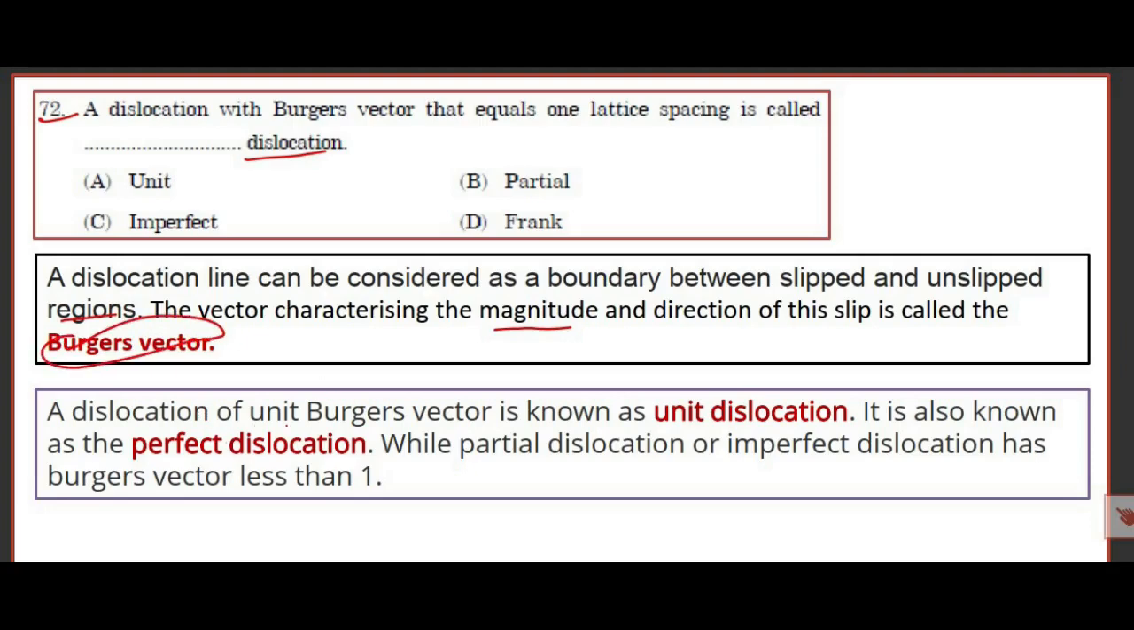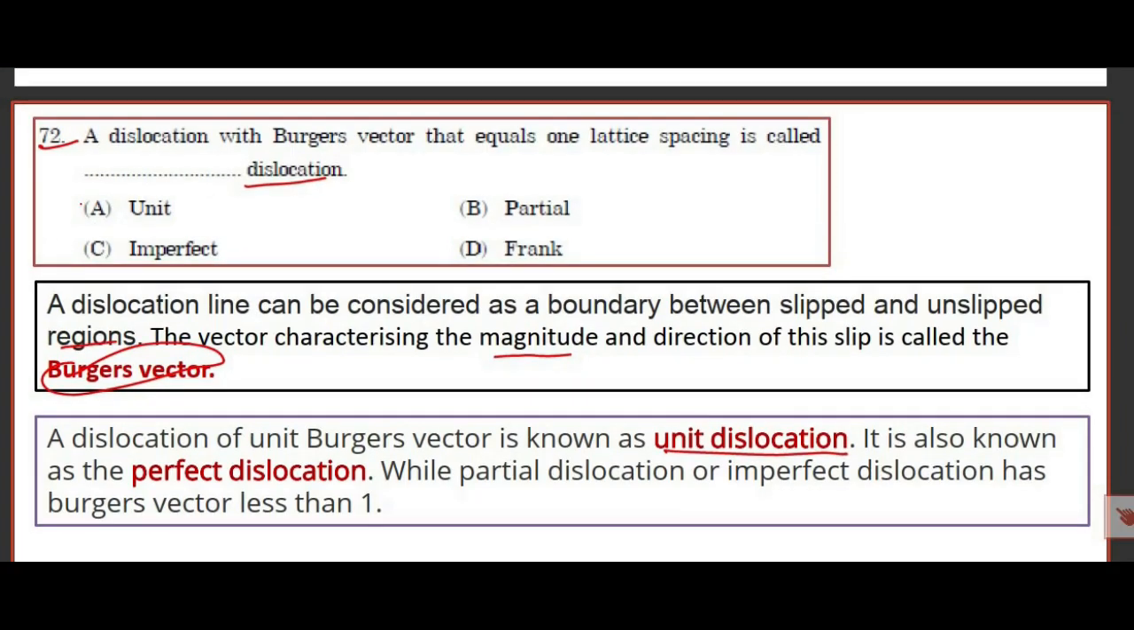So, a dislocation of unit Burger vector is known as unit dislocation. Hence here answer A is correct, and C is wrong, because it is a perfect dislocation. It is not an imperfect dislocation. It is not a partial dislocation, and it is not frank. While partial dislocation or imperfect dislocation has Burger vector less than 1. The value is less than 1.